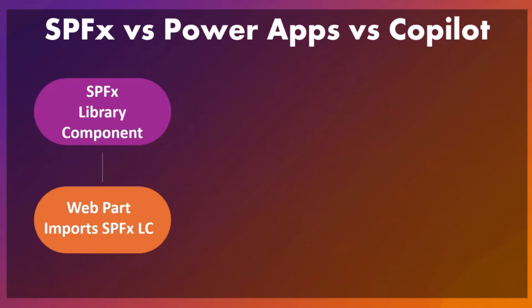So within SPFX, you're going to create a library component, and then you're going to add functionality to that library component. Maybe it's just a bunch of built-in functions. Maybe it's doing something else. And then your web part is going to import that SPFX library component and use its functionality, right? So we create that library component first, add whatever functionality to it we want, and then the web parts or extensions or other SPFX solutions can consume that functionality.